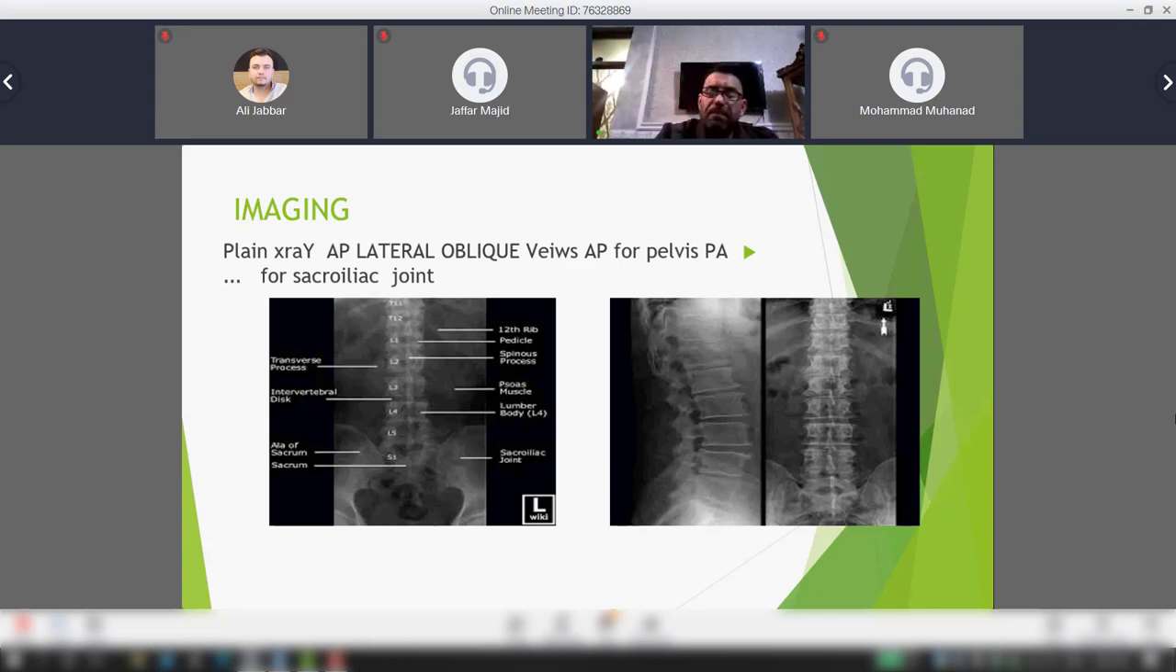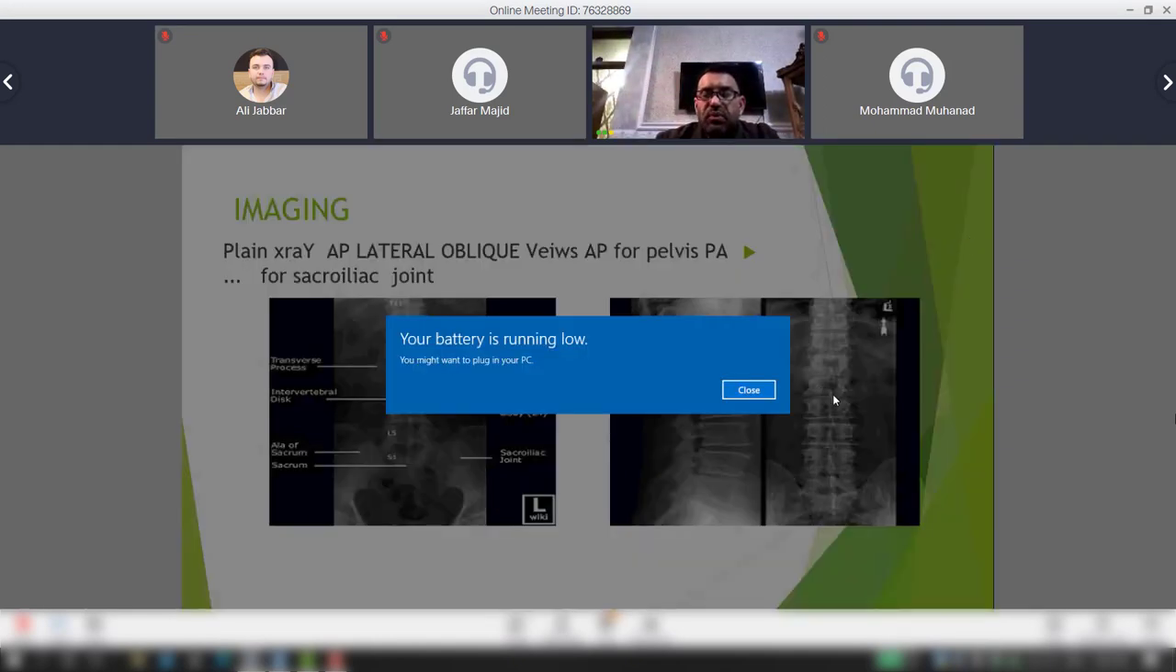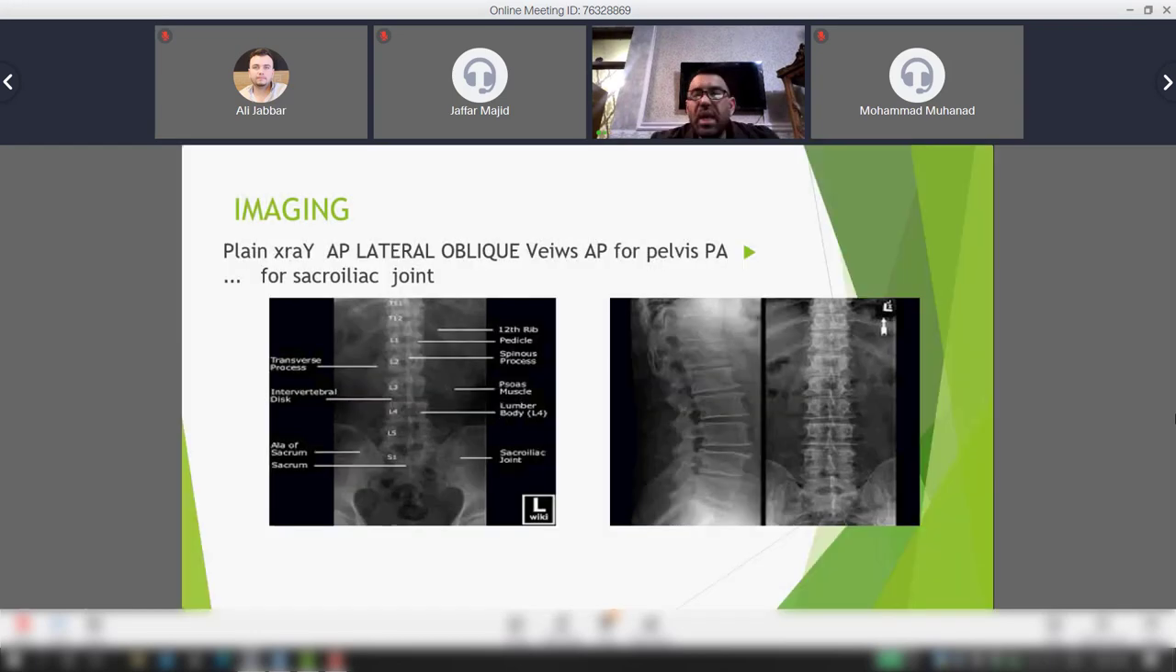Let us read, for example, the lateral view. In the lateral view, we have to look for the beautiful articulation of the spine over each other. The vertebral bodies should be in sequence, with the beautiful lordosis of the spine. It should be in a beautiful lordosis of the lumbar spine. You know that the lumbar area is lordotic. Lordotic means curved forward.